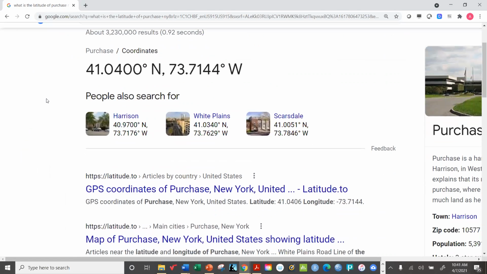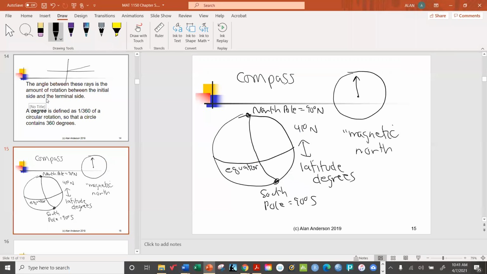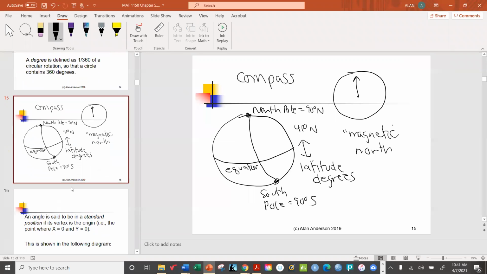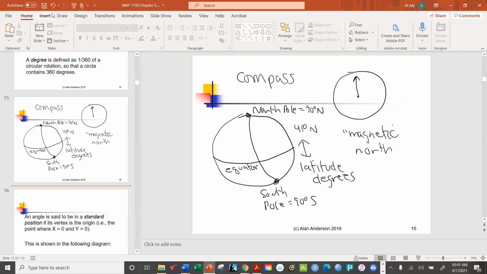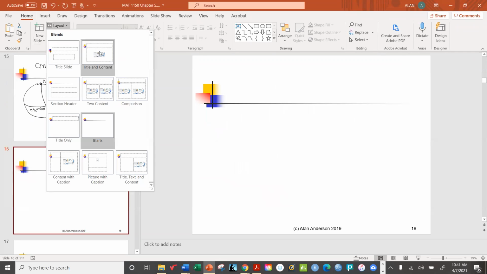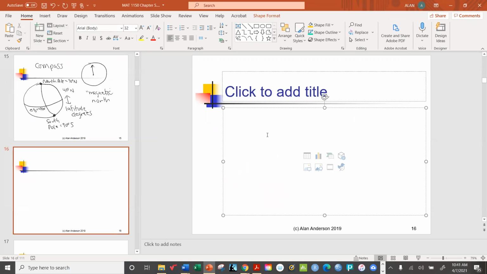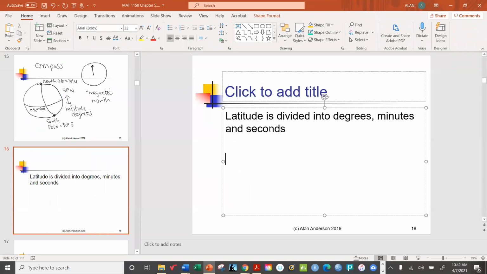Now, what happens here with these degrees, they're not quite precise enough for many applications, so they're further subdivided, believe it or not. Latitude is divided into degrees, minutes, and seconds. Okay, so 1 degree equals 60 minutes, and then 1 minute equals 60 seconds.